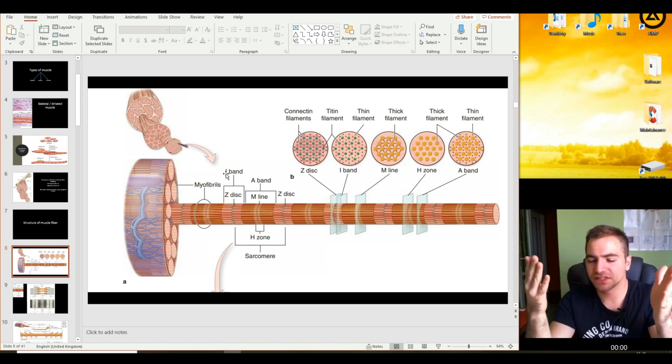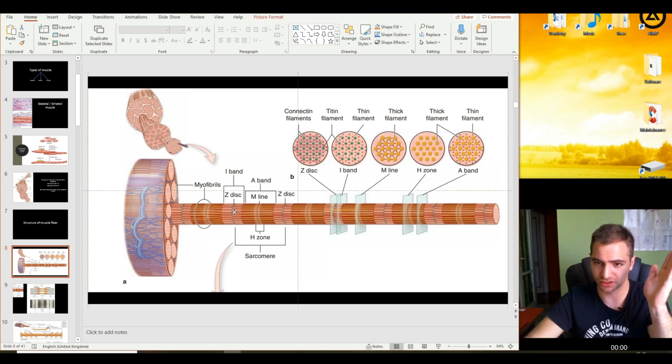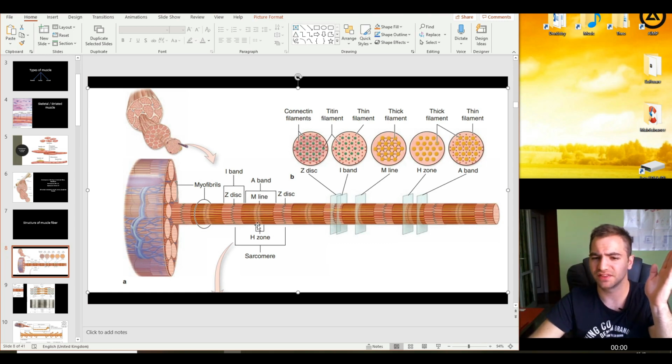So within this sarcomere, we're going to find all the different bands. We're going to find half of the I band, of course, because this is where it actually starts. The sarcomere contains half of the I band, then the A band, then half of the I band. Now again, the M line is the connecting point between the thick filaments, and the H zone is just one portion of the A band that is again loosened.